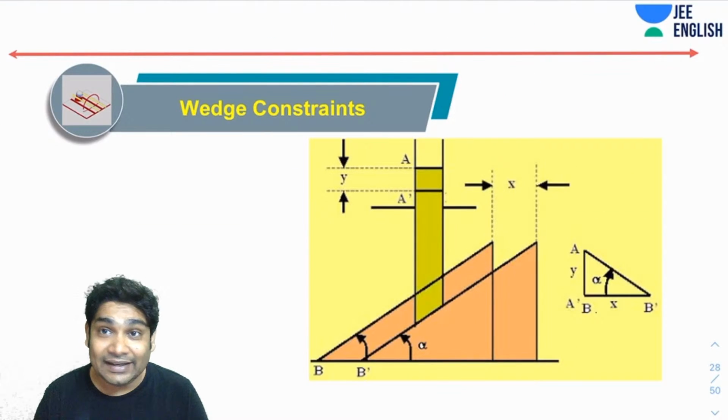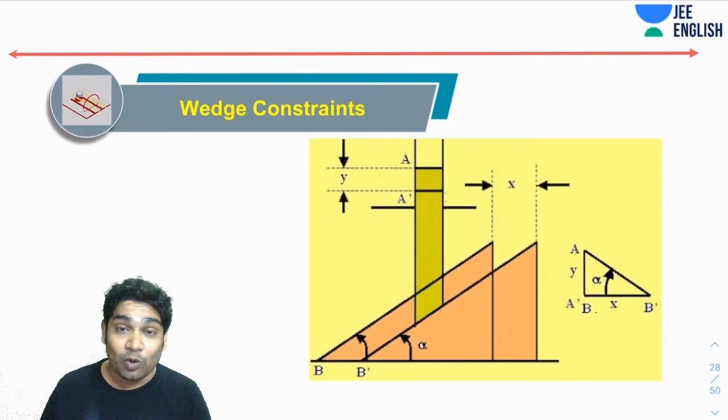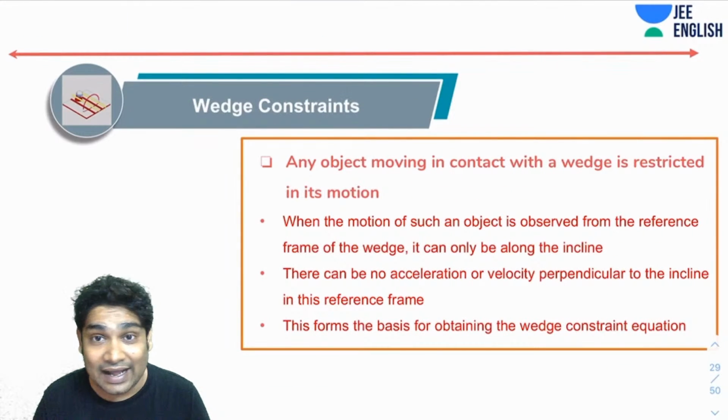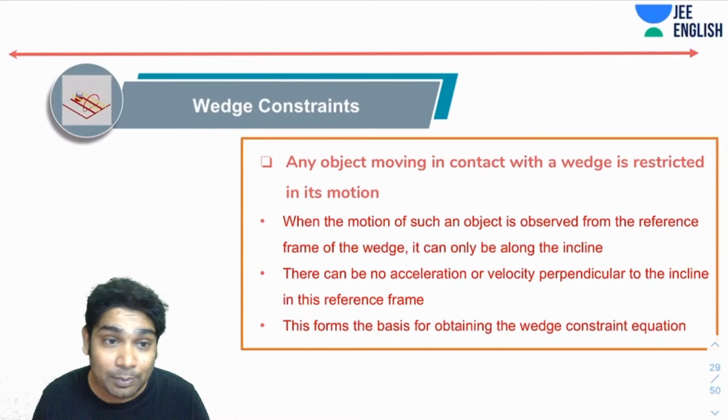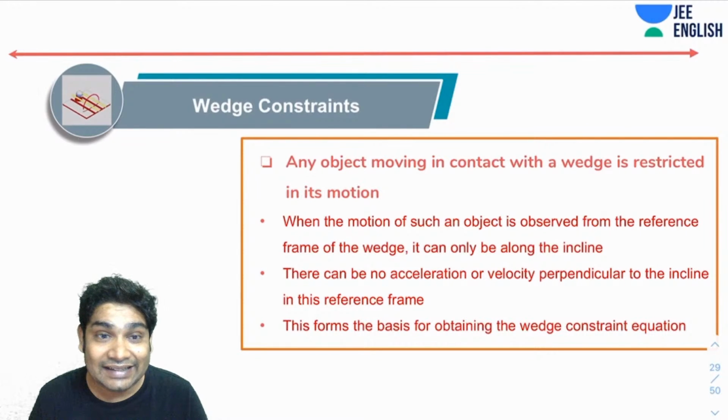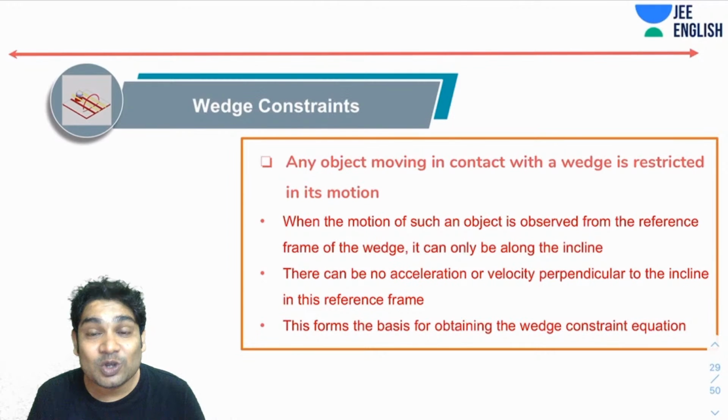Now, the only thing left in constraints to discuss is the wedge constraint. We'll just quickly go over that, and then we'll look at some other kinds of problems that you have in Newton's laws, and then that's it. We will wrap up the session. So, what is a wedge constraint?